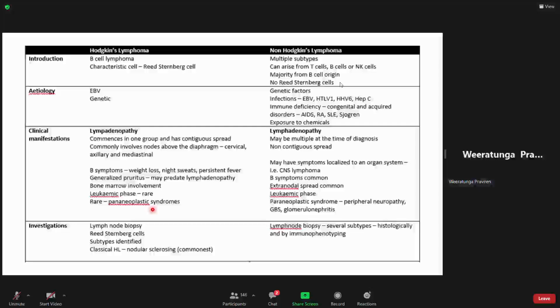Whereas Hodgkin's lymphoma starts in one cell and one lymph node group and goes to another one. Very nice contiguous spread and contiguous progression.